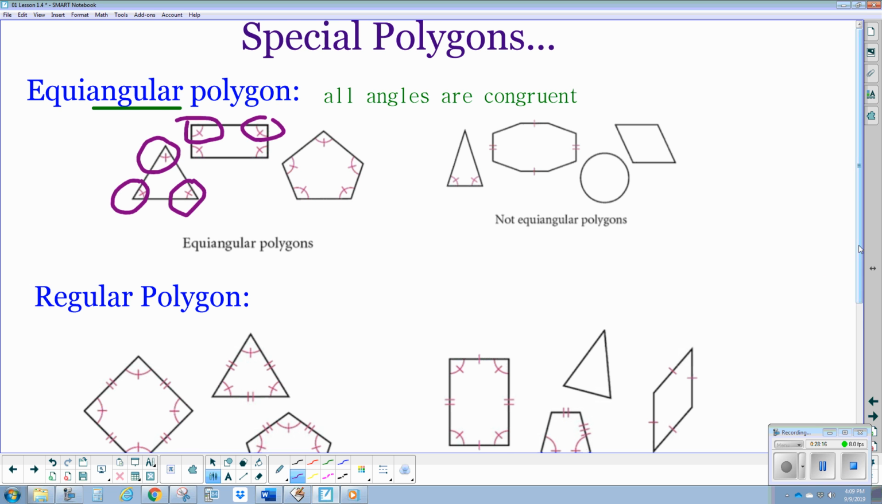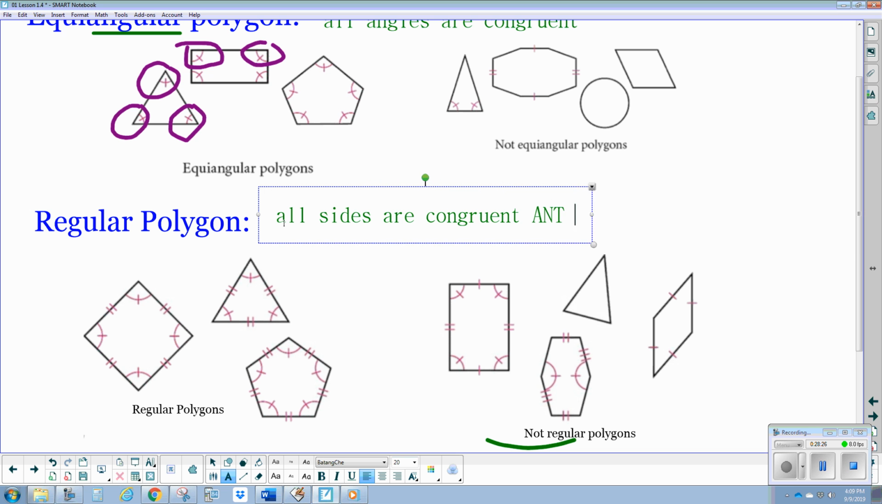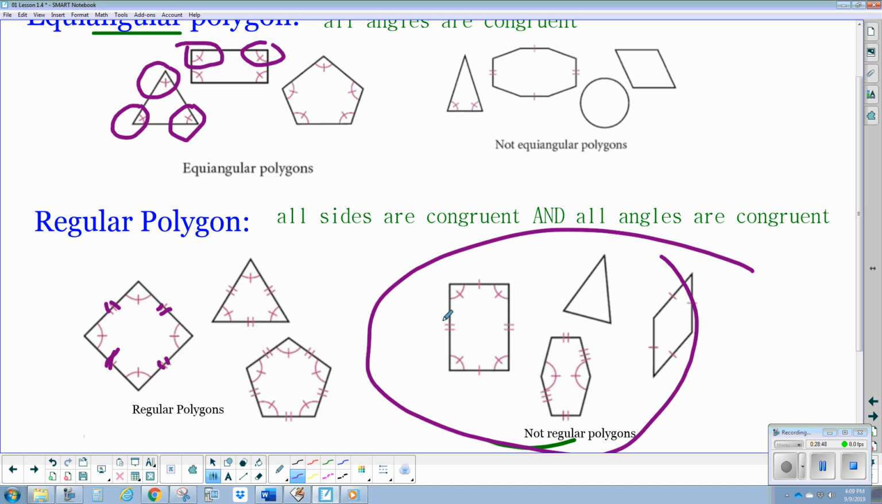And then the last is a regular polygon. And in a regular polygon, all sides are congruent and all angles. So here we can see all 4 sides have 2 tick marks, and all 4 angles have 1 arc with a single tick mark. These are not regular. Okay, all 4 angles are congruent, but here these sides have 2 tick marks and these sides have 1.